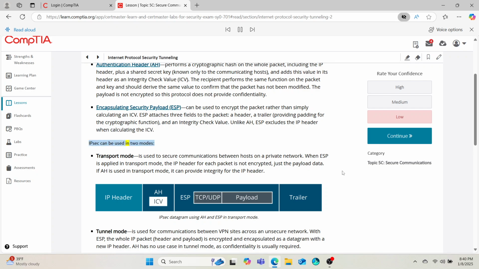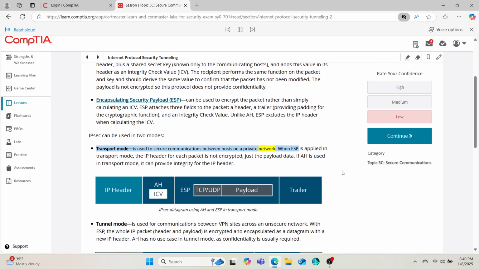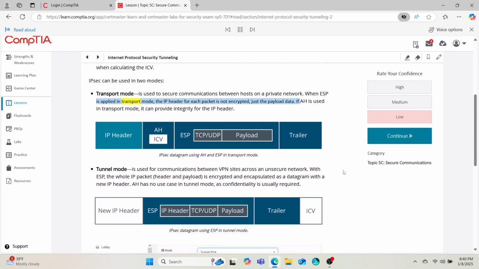IPsec can be used in 2 modes. Transport mode is used to secure communications between hosts on a private network. When ESP is applied in transport mode, the IP header for each packet is not encrypted, just the payload data. If AH is used in transport mode, it can provide integrity for the IP header. IPsec datagram using AH and ESP in transport mode.